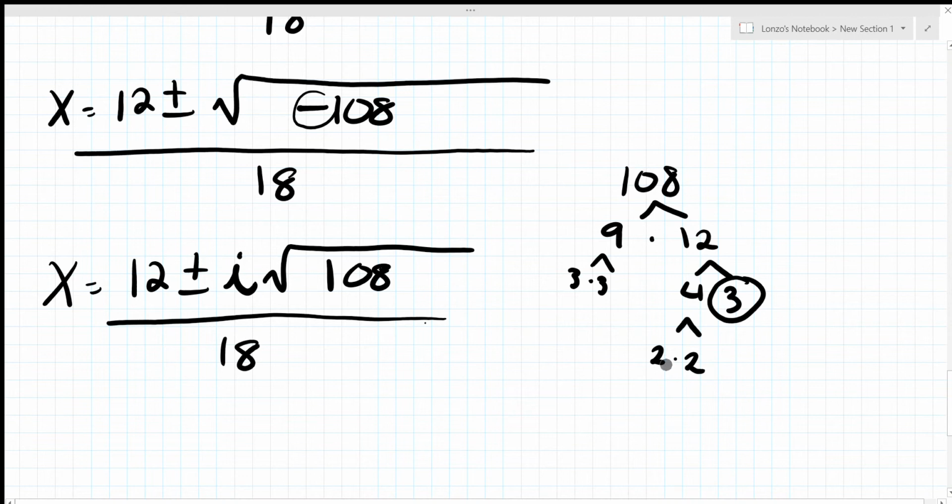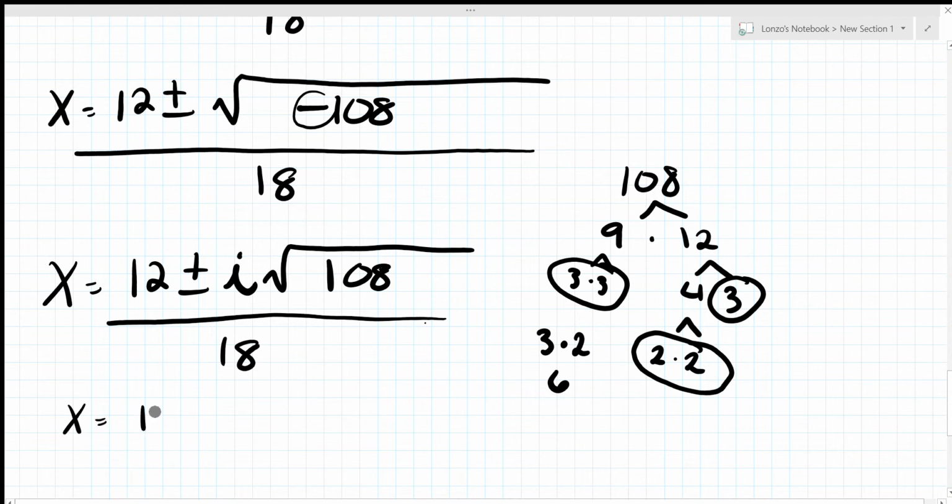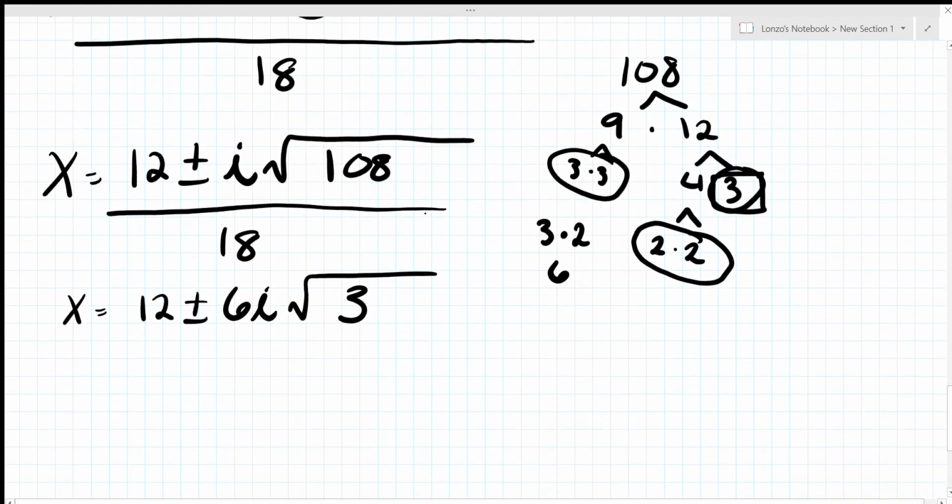Now, remember when you see pairs, like here we have pairs of 2 and pairs of 3, you only have to write it once, so we're left with 3 times 2, which is 6. So that 6 is going to be outside the radicand. So it's going to be 12 plus or minus, remember, don't forget this i, so it's like saying 6 times i, which is 6i. And then inside the radicand, you're left with the prime, which is 3. Let me box that. All over 18.